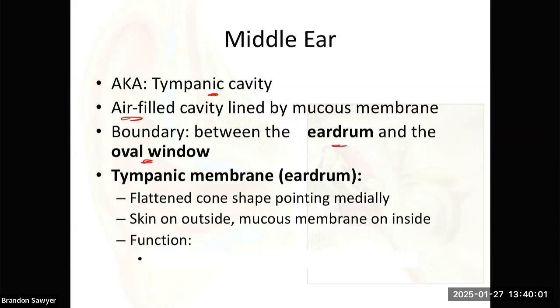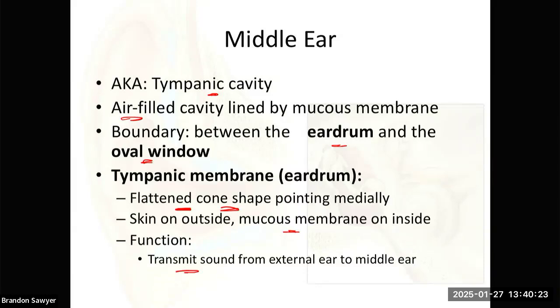The tympanic membrane is a flattened, cone-shaped structure that points medially. So the little cone is pointing in. It's actually just skin on the outside, right? That's what you can see when you look into somebody's ear with an otoscope. But then it's this mucous membrane on the inside. So its job is to transmit sound from the external ear to the middle ear.